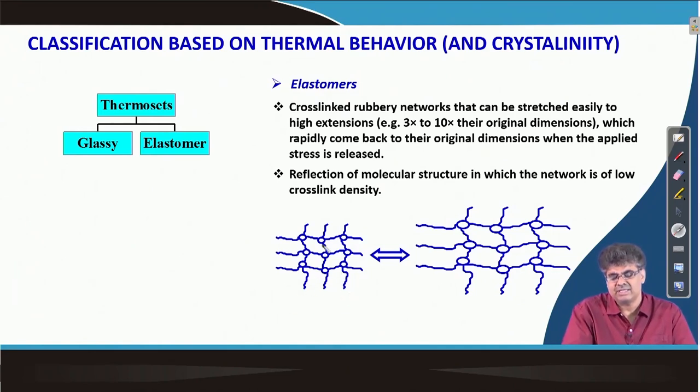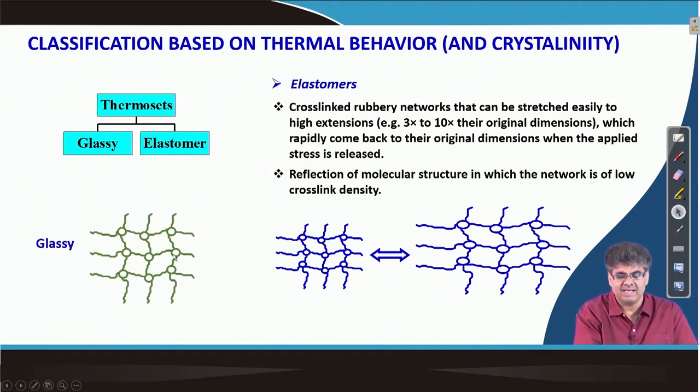You can see that you have a cross linked network and the polymer chains have some mobility, because room temperature is above their glass transition temperature. The number of cross links is relatively small, so you can stretch them to 3 times or 10 times their original dimension, and when you release the stress they come back to their original dimension. So, these are elastic materials, and as the name suggests they are called elastomers.